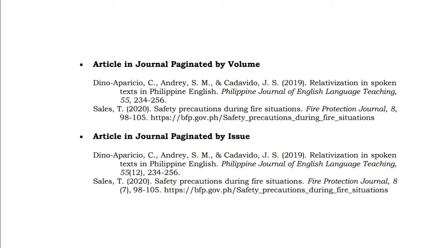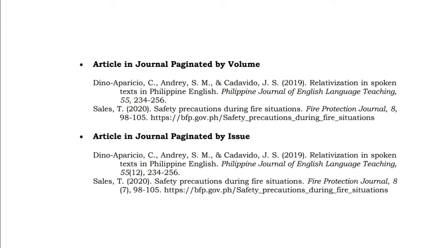Article in a journal paginated by volume. For examples, Dino Aparicio C., Andre S.M., and Cadavido J.S. 2019. Relativization in Spoken Text in Philippine English, Philippine Journal of English Language Teaching, Volume 55, pages 234 to 256. And Salis T. 2020, Safety Precautions During Fire Situations, Fire Protection Journal, Volume 8, pages 98 to 105, https://bfp.gov.ph/safety precautions during fire situations.